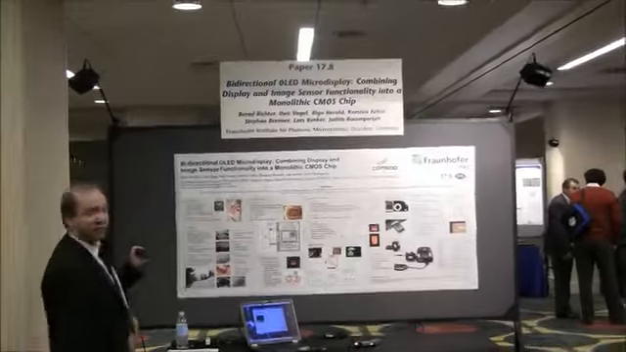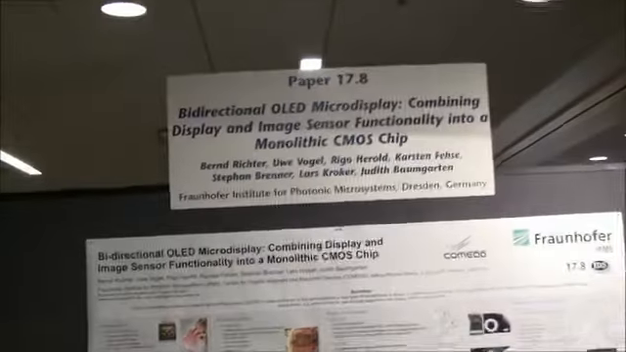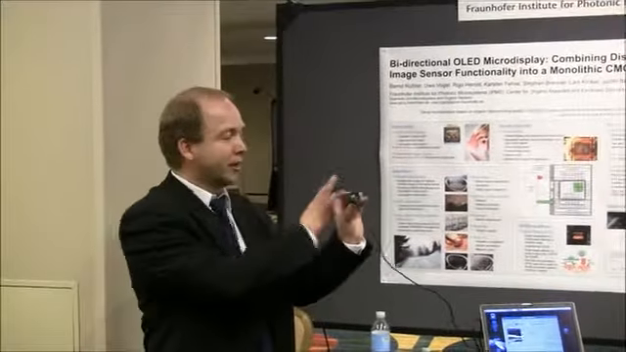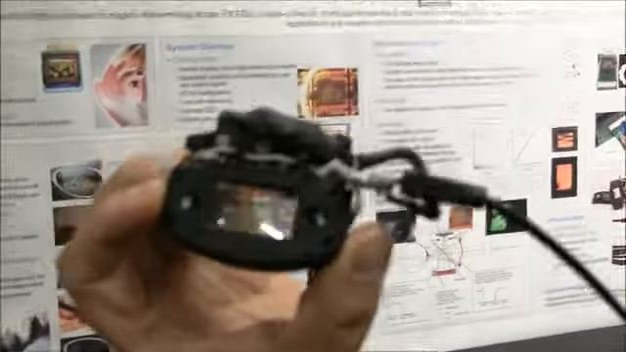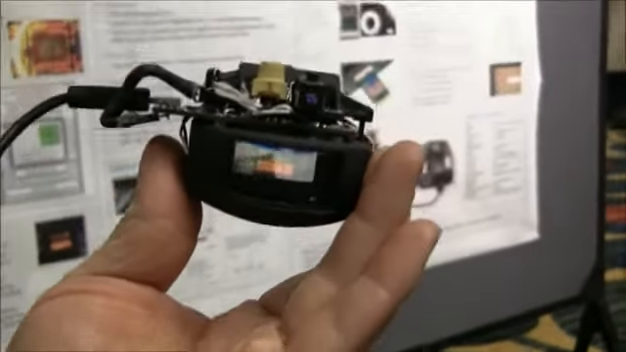I would like to present paper 17.8, which deals with a bidirectional OLED microdisplay that combines a display and an image sensor functionality into a monolithic CMOS chip. And we demonstrate that with this demonstrator over here. So that is actually a see-through optics. So maybe you can see the display in your camera, and the display that actually provides the display image is over here, and this device also contains an image sensor at the same time.